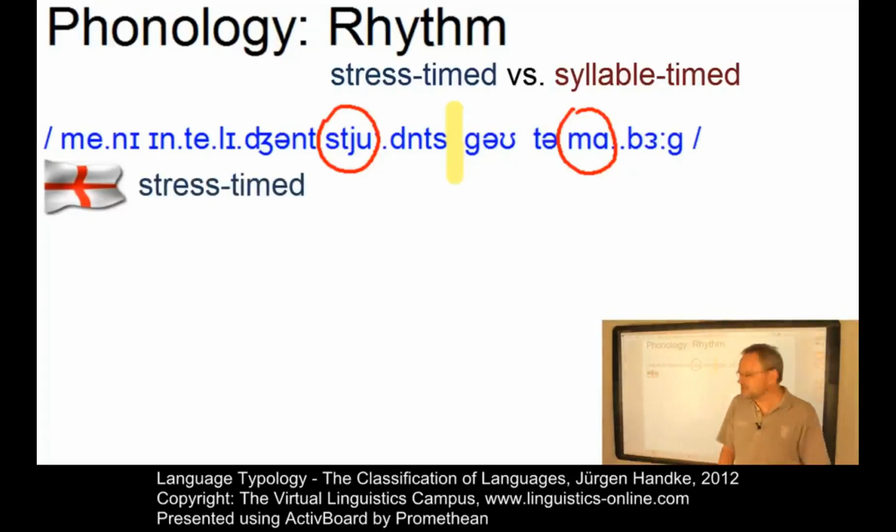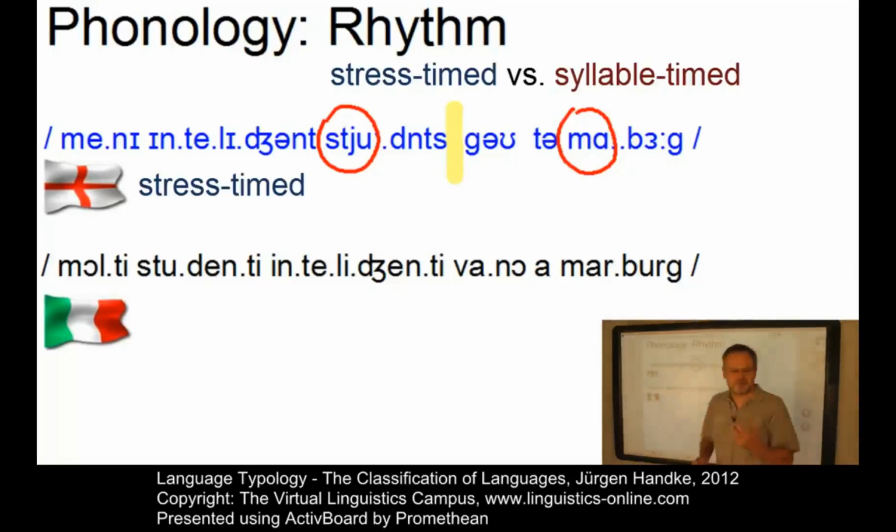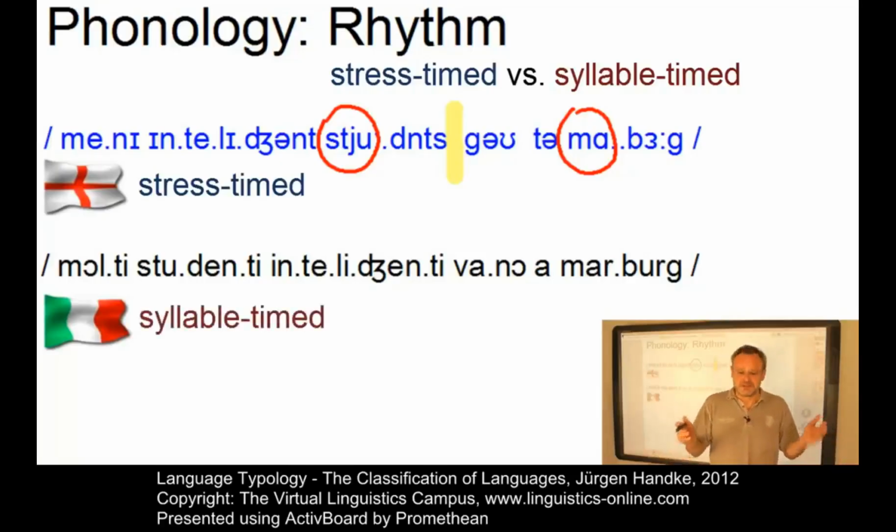This can be contrasted with Italian. Now, the direct translation of this sentence into Italian is: molti studenti intelligenti vanno a Marburg. And if you listen carefully, you will find that here we have a tendency for every syllable to be heard as lasting approximately the same amount of time. So Italian is syllable-timed.